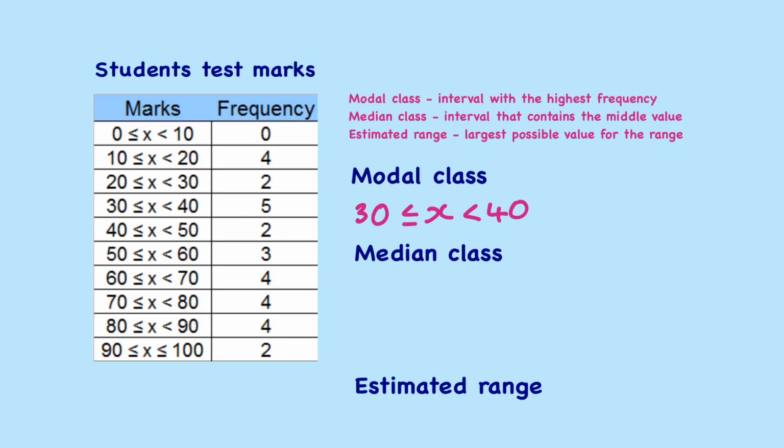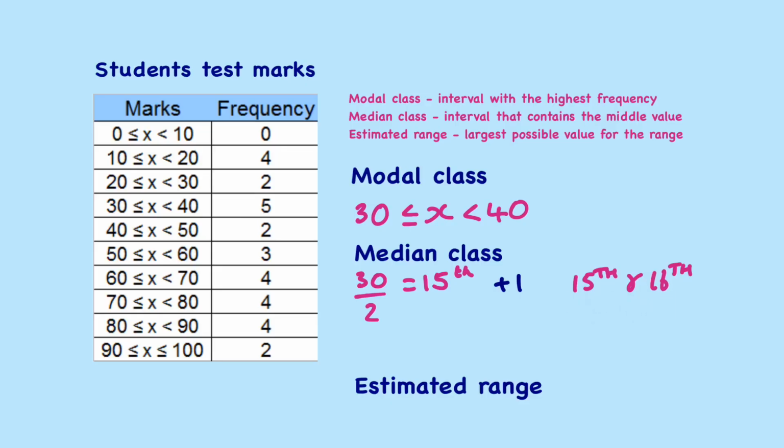Now for the median class, we need to find where the middle value is. So if we add up the frequency, that'll give us 30 values. When there are an even number of values, that gives us 2 medians. So to find out where those medians are, we divide 30 by 2, because we're halving it, and that will give us the 15th value, and the other middle number is the one after that. So our 2 middle values are the 15th and the 16th.